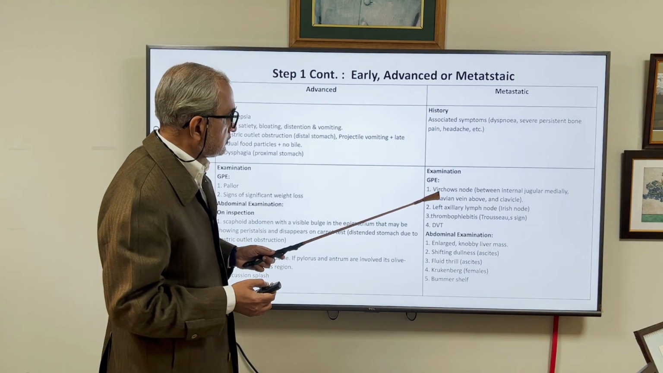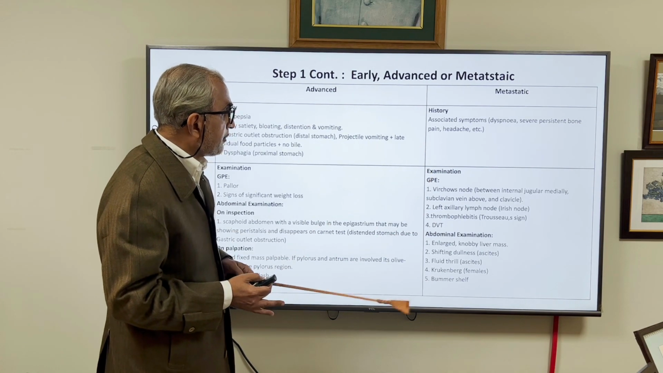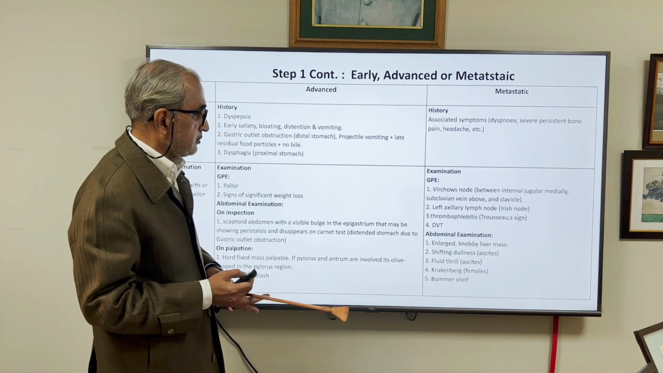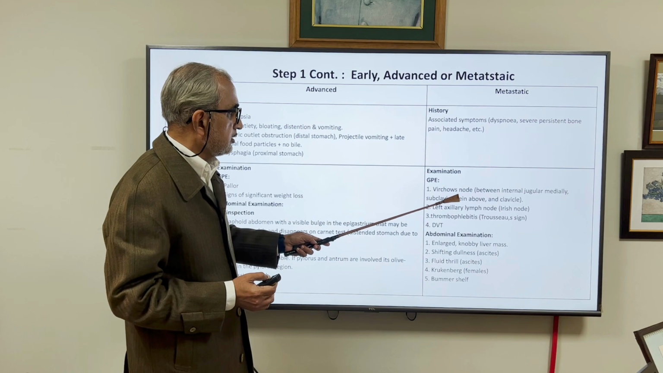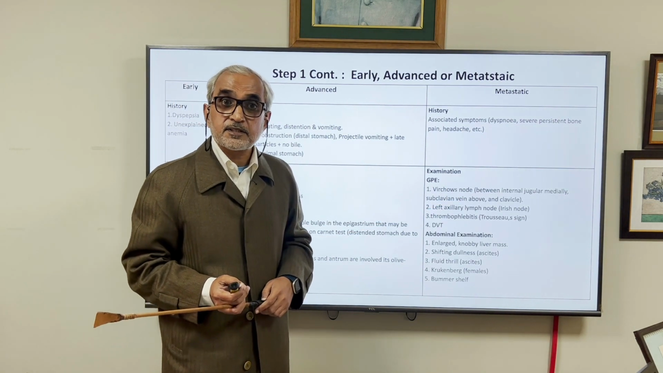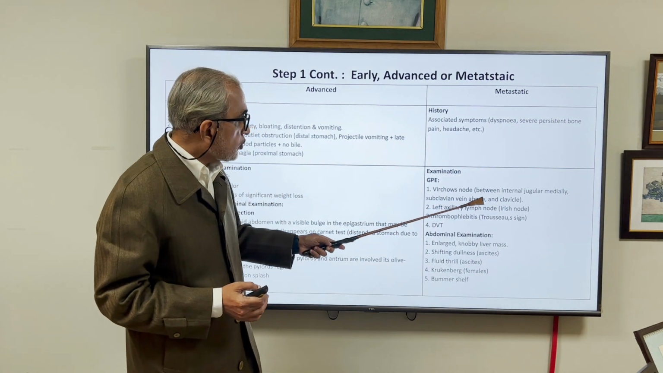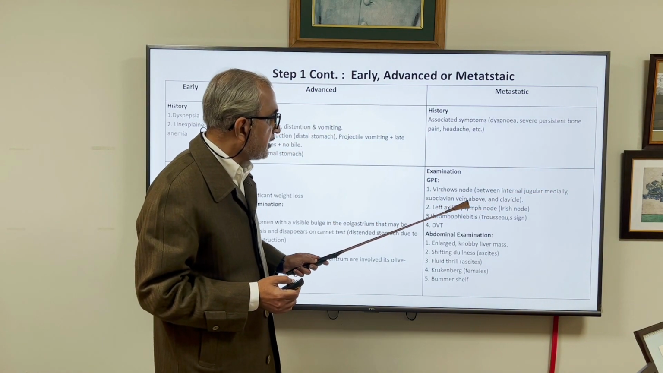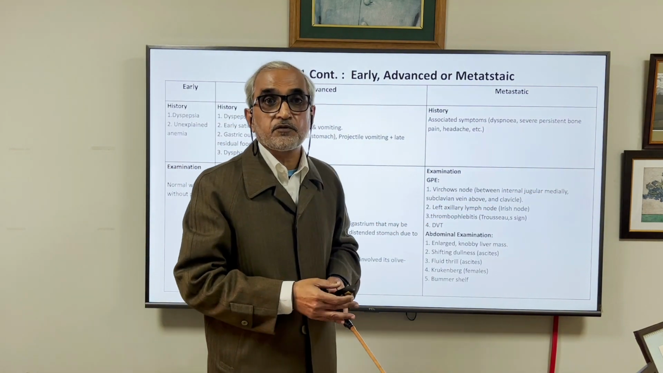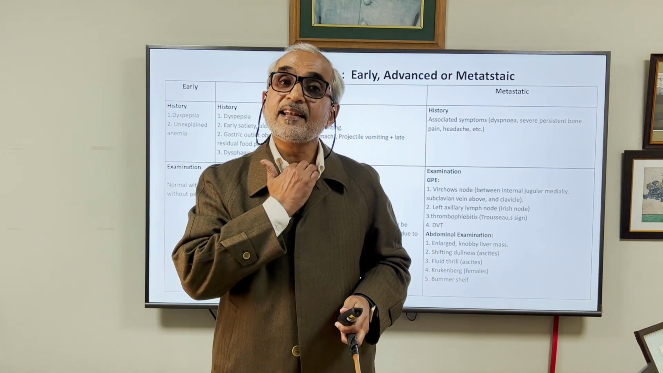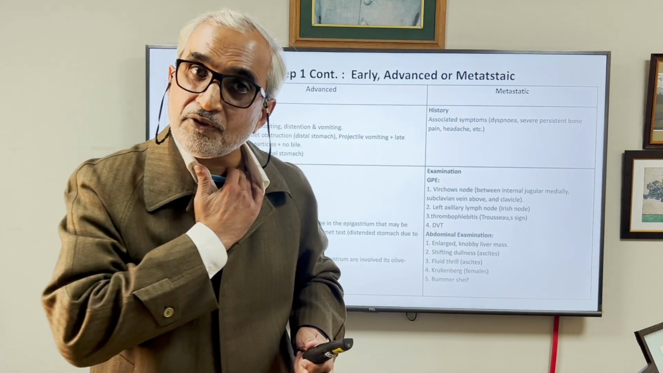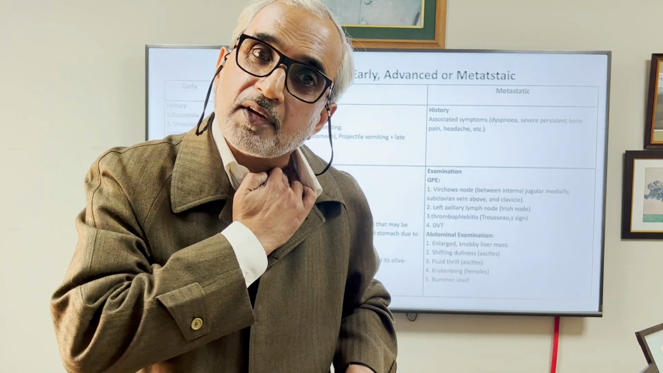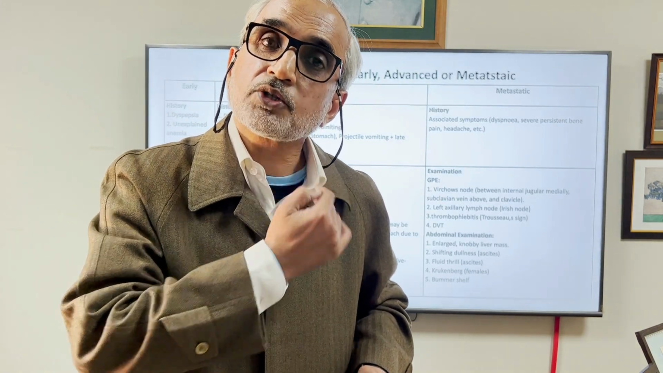Not only this, if you do a general physical examination, Virchow's node means the patient has metastatic disease. Mind you, Virchow's node is present between the internal jugular vein medially, the subclavian vein and the clavicle. So to feel it, in a relaxed neck you have to dig your finger deep behind the lateral side of the clavicle because of its boundaries.